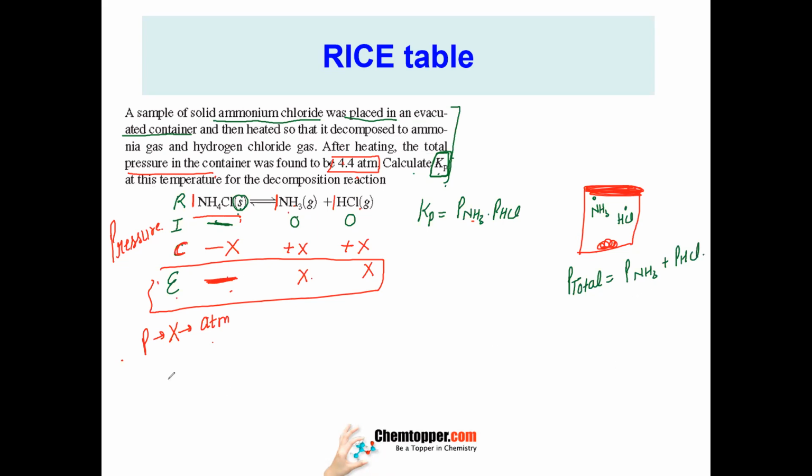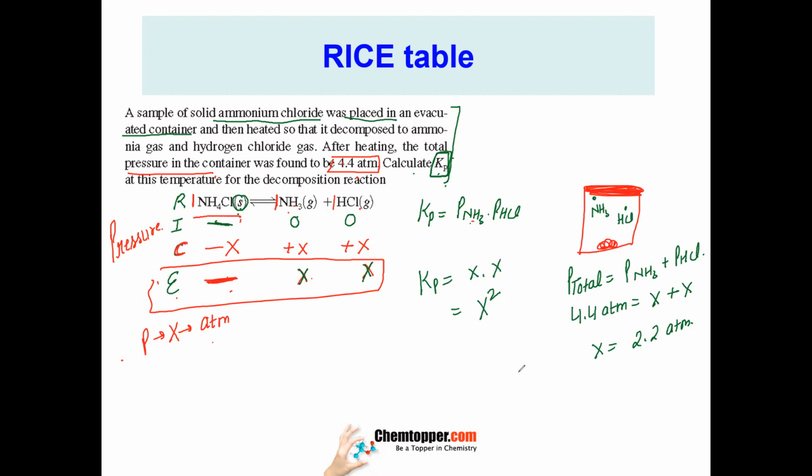But what is the pressure of ammonia? X. What is the pressure of hydrochloric acid? X. So can I say 4.4 ATM is X plus X? What's the value of X? 2.2 ATM. So what is my Kp? X times X, that is X squared.